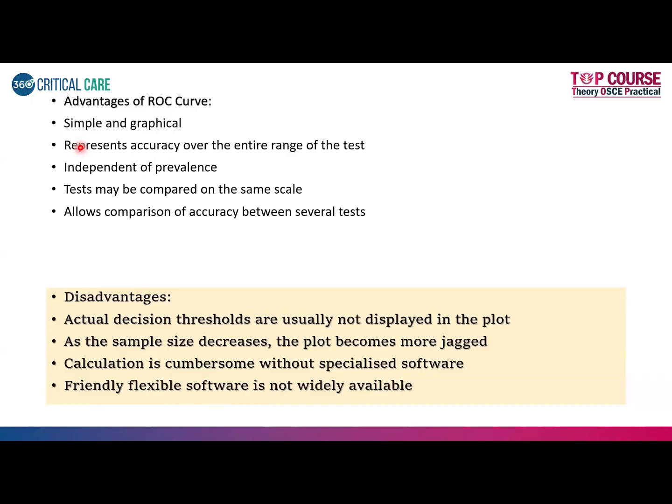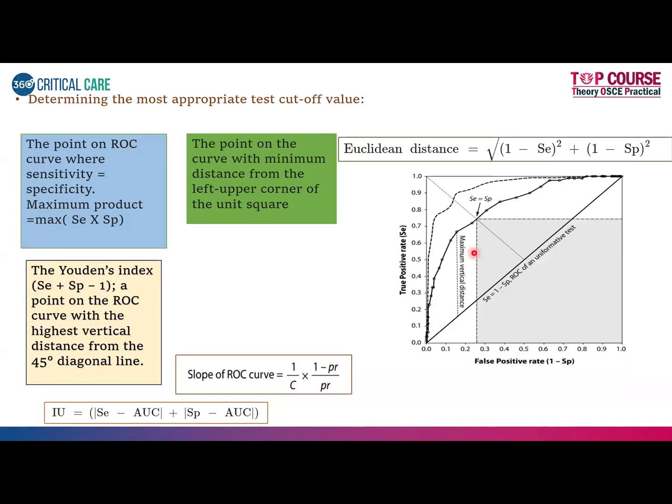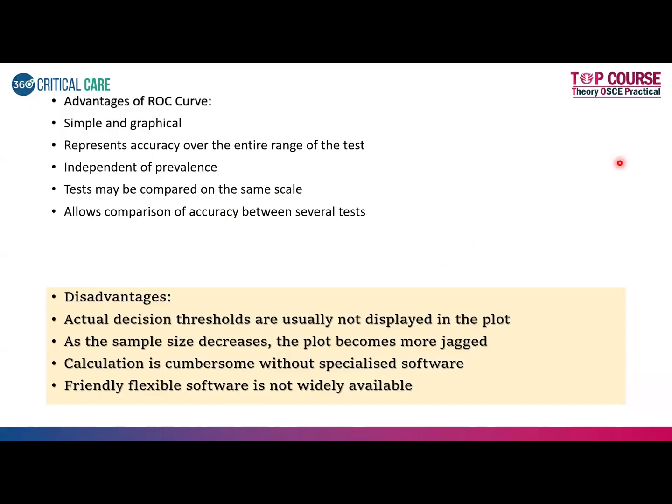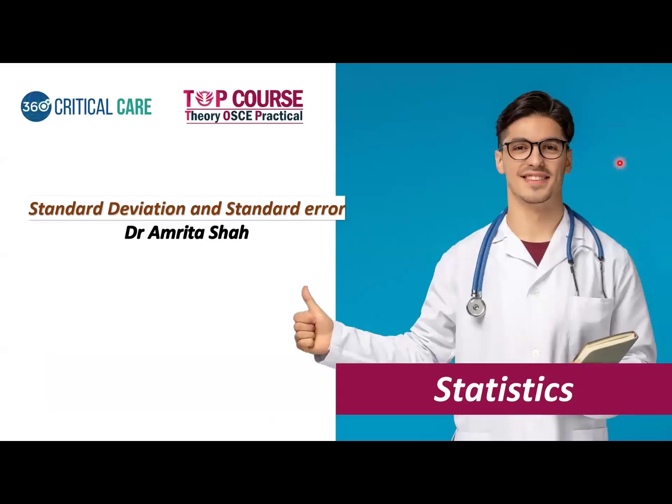The disadvantages are that actual decision thresholds are not displayed on the plot. And as the sample size decreases, the plot might not be the same. You might not get a smooth plot. It might be all zigzag if the sample size is small. Calculation is cumbersome, and user-friendly flexible software is not widely available. So these are the disadvantages of this curve.